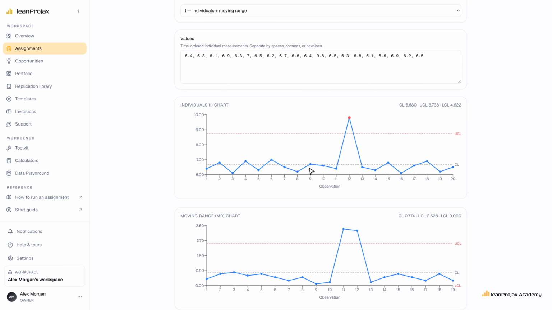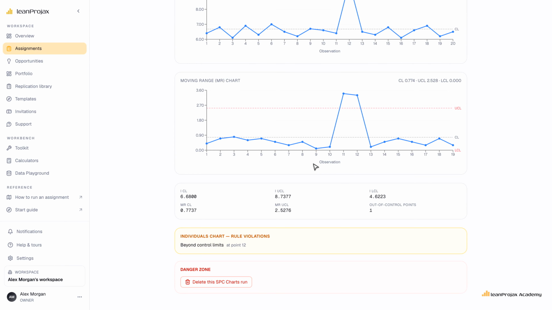Those are not targets, and they are not specifications. They are what this process does when nothing unusual is happening, calculated from the variation between one day and the next. And there, at day 12, 1 red point sitting above the upper limit, 9.8 hours.